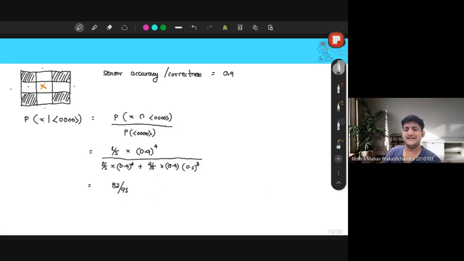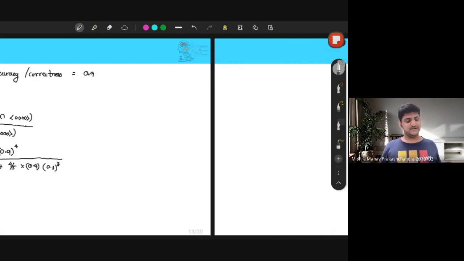The second question says that if obstacles are present at the north and the west, like if my sensor detects that my reading is 1010, what is the probability that I'm not at the location marked by X? So what you do is you compute the probability of X given 1010 and you do 1 minus the probability of X given 1010. That's the way we usually solve such kinds of problems, right?